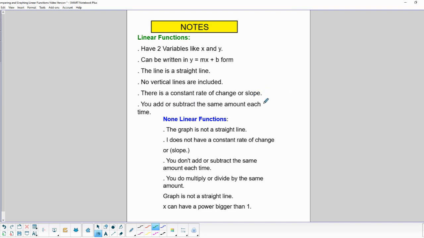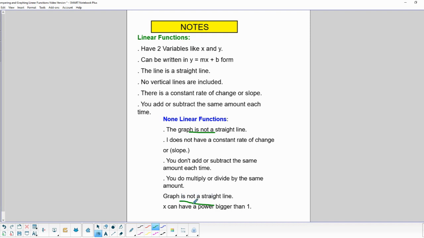As you look at the table of values for nonlinear functions, the graph is not a straight line. It does not have a constant rate of change or slope. You don't add or subtract the same amount each time on your table of values. You do multiply or divide by the same amount. And the graph, like we mentioned, is not a straight line, so I kind of reiterate that twice.